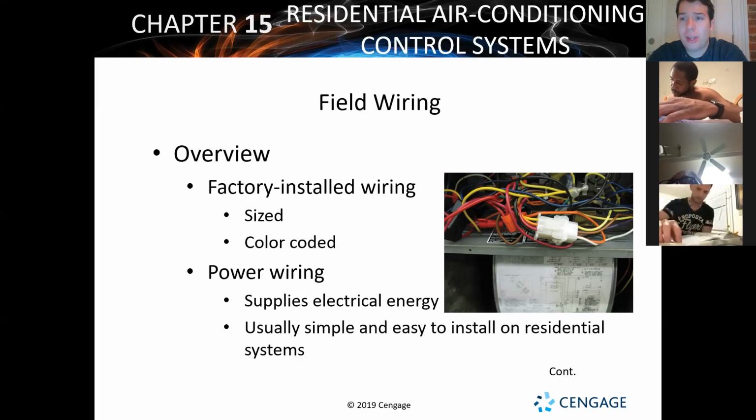You're only going to have two things you have to field wire on pretty much any residential system. One is your high voltage. So you're going to field wire in your high voltage, 240 to your outdoor unit, your 120 to your indoor unit, whatever the voltage is supposed to be. And then you're going to connect your low voltage, and that's it. Your low voltage is going to be from your thermostat to a control board typically, or to different components.